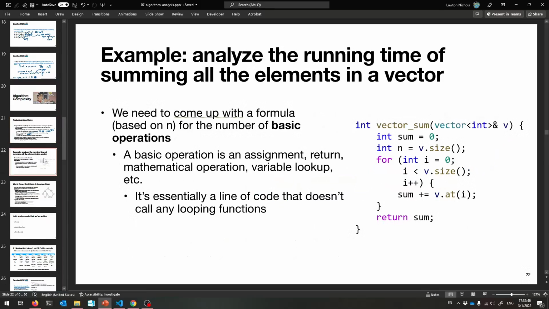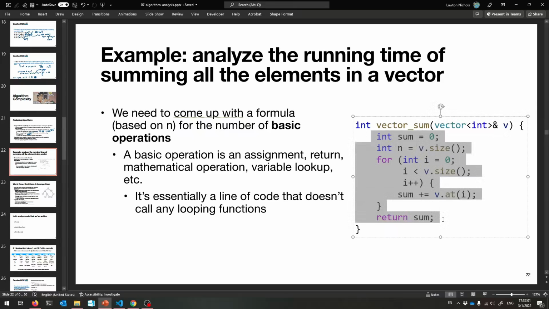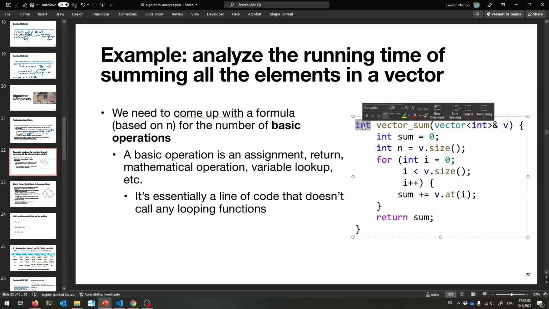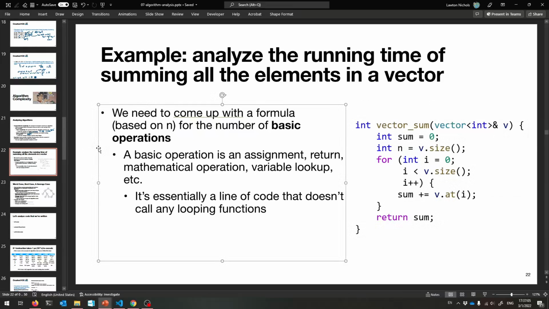So let's have an example. Let's have actual C++ code for once. Let's analyze the running time of summing all the elements in a vector. So here is a nice vector sum function. It takes a vector by reference. It computes the sum of all of its elements. It gives back that sum. Let's talk about the running time, okay?